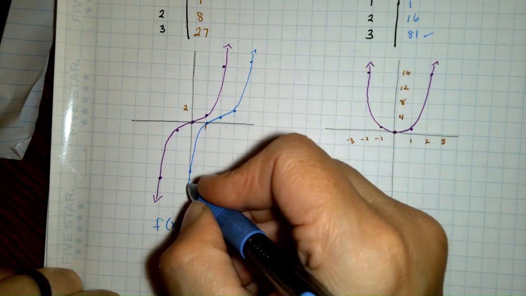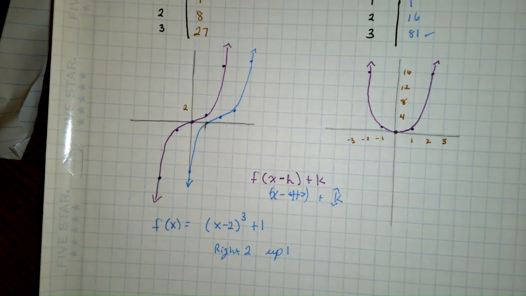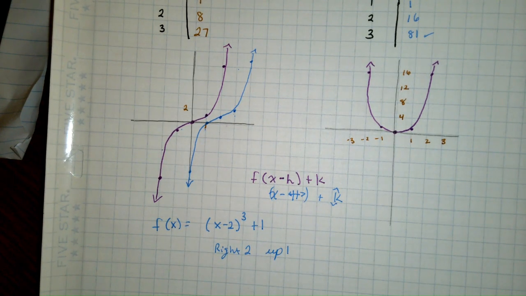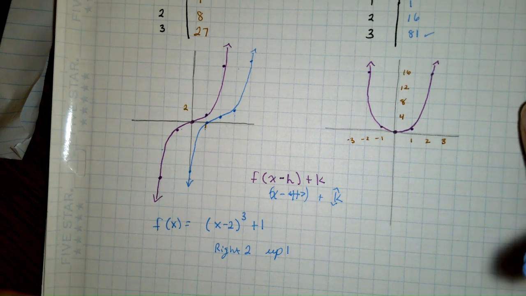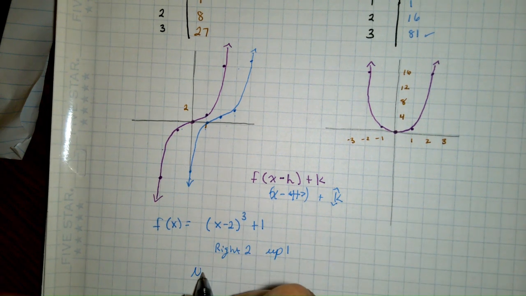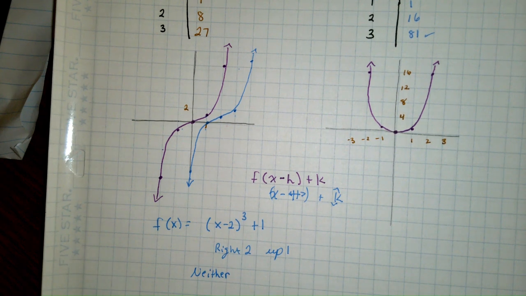So now that it's been shifted to the right, it's no longer passing through the origin. Therefore, it is no longer odd. This graph happens to be neither. It has symmetry, it just has symmetry to something else, so it is not the special even-odd symmetry. Okay?